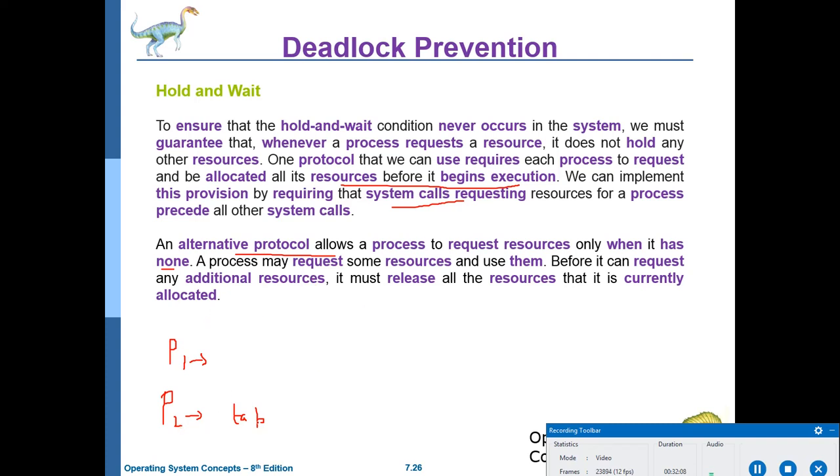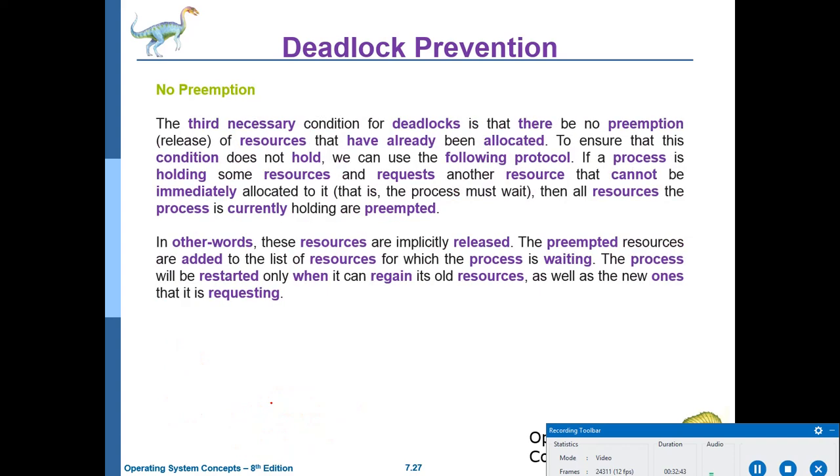So for example, if a process P2 is using a tape drive and now wants to request a printer, it must make sure that it has used the tape drive and released it. Only then will the printer be allocated to process P2. So this is how the hold and wait condition can be prevented. That means if a process is holding a resource, it will not be allocated any other resource. This is the bottom line.